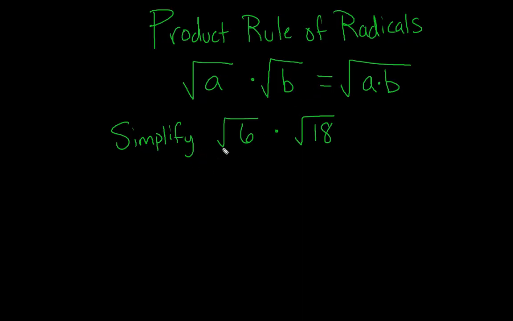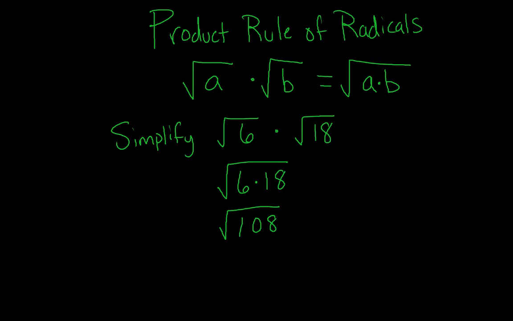So we're asked to simplify this square root of 6 times the square root of 18. Well, first ask yourself, can you take the square root of either one of these numbers? We can't take the square root of 6 and we can't take the square root of 18, but we can use our product rule of radicals to combine them under one square root. So square root of 6 times square root of 18 is the same as the square root of 6 times 18. And of course, if we multiply these two together, that gives us the square root of 108.